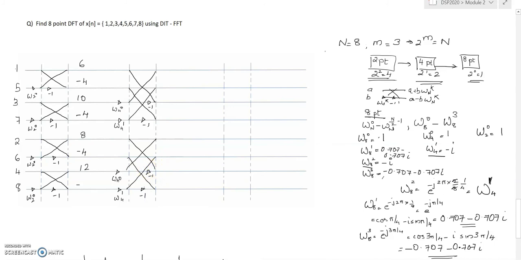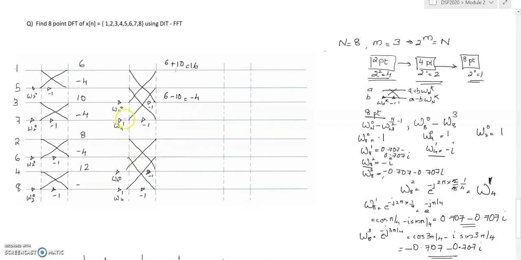So I hope you got these particular concepts. So now we have to work out the stage's output. So it will be 6 plus 10 basically over here, equal to 16, and this will be 6 minus 10 here, minus 4.